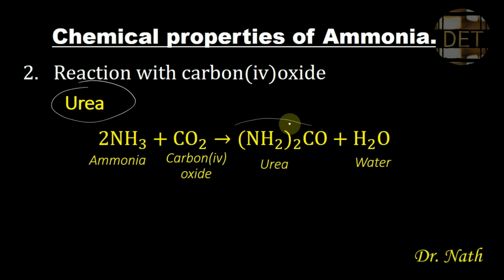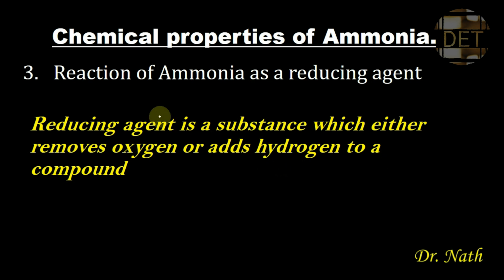It can be used as fertilizer, and even in the body, it is produced as a waste product of metabolism, and it is excreted out as urine. So this compound, urea, is very important. Just know that when ammonia reacts with carbon dioxide, urea and water are formed. Then the next reaction we have here is the reaction of ammonia as a reducing agent.